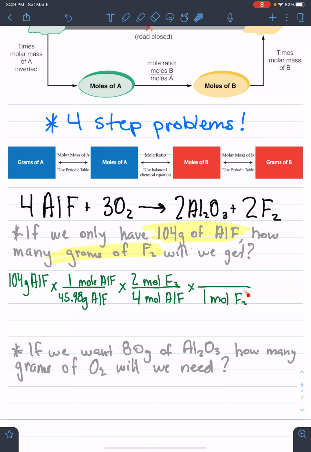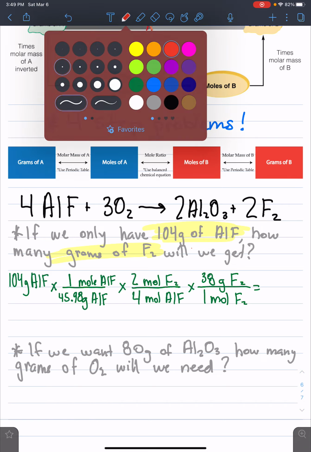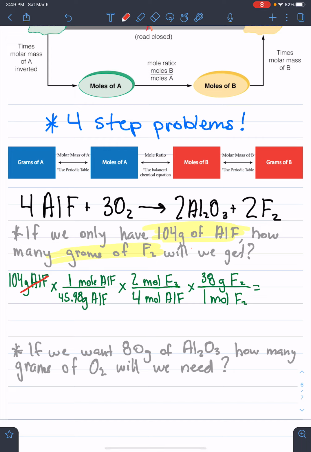Next, we're going to go to our periodic table. We're going to see what the mass of F is, and we're going to times that by 2. So when we do that, we take the F mass, we times it by 2, and you should get around 38 grams of F2. Alright, now we can kind of finish up our problem, and we'll see that grams of AlF are going to cancel out. Moles of F2 are going to cancel out, and you're just left with grams of F2 in the end.